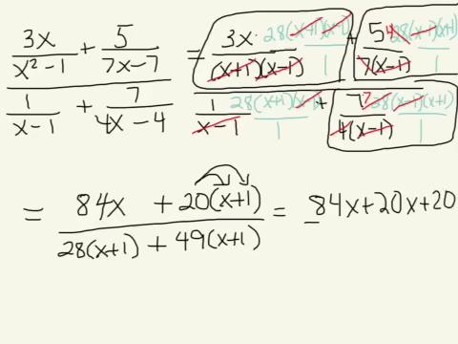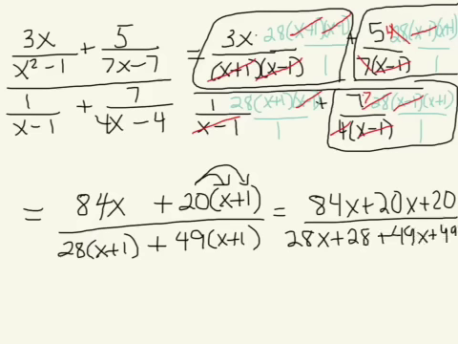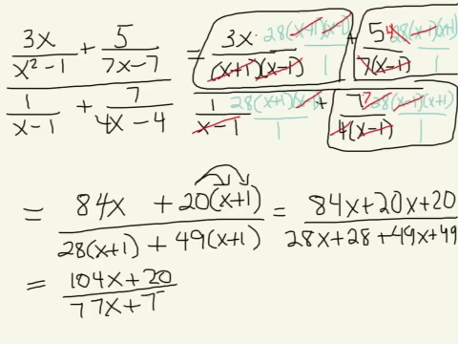I distributed my 20, and here I'm going to distribute my 28, and my 49. And then in the next part, I'm going to combine like terms. So I get 104x plus 20 over 77x plus 77. Now you're going to want to try and factor each of these because there might be something common that you can take out that will cancel.